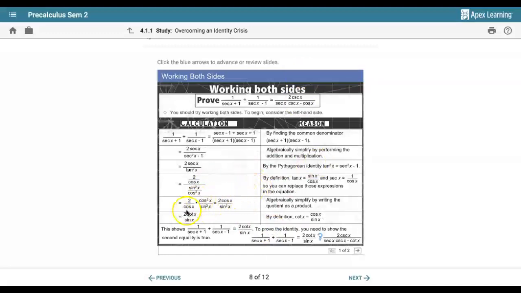But now that we've gotten our left side simplified here, we now have to start simplifying our right-hand side. As it says here, we simplified our left-hand side down to this 2 cotangent x over sine x. Now we have to turn our right-hand side into this final expression of 2 cotangent x over sine x. That's the next step here.